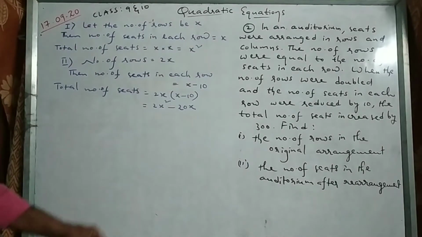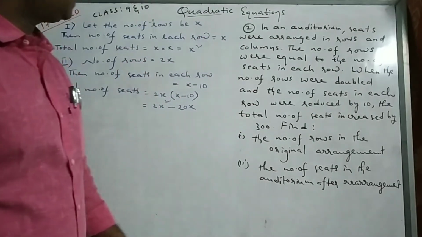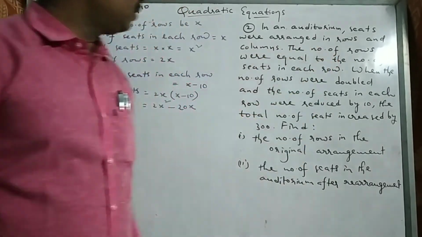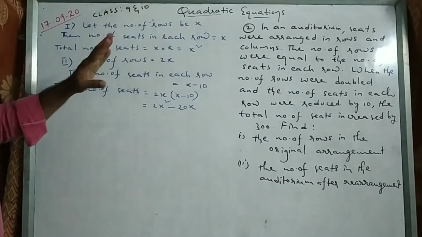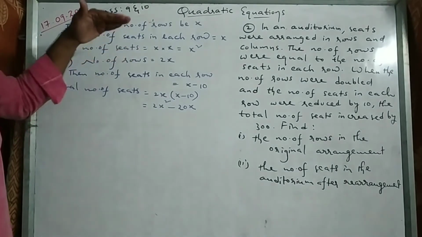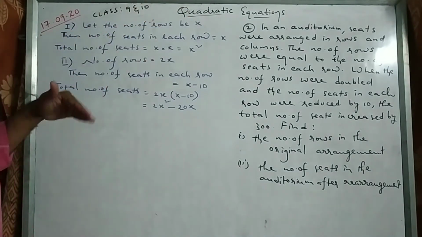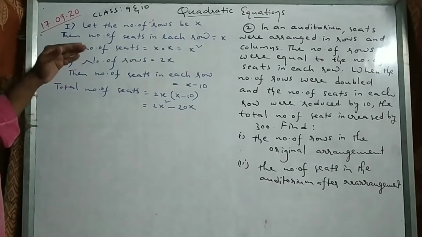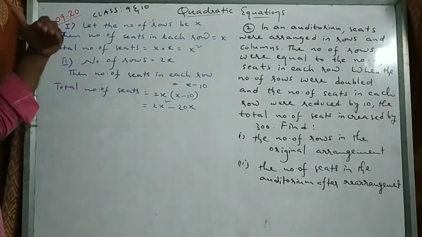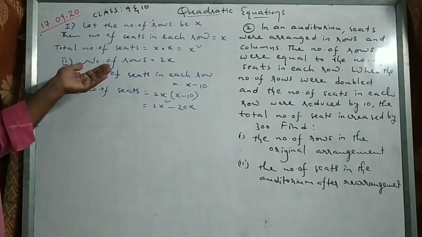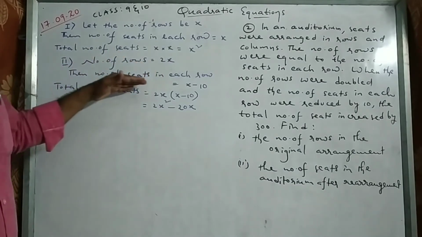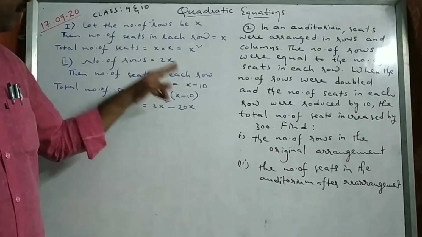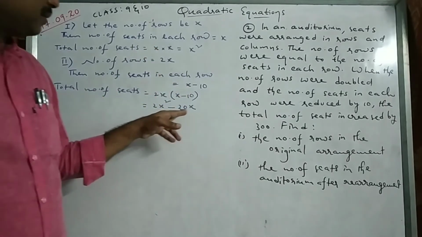Once again, in an auditorium, seats were arranged in rows and columns. First condition: the number of rows were equal to the number of seats. Let the number of rows be x. Then x seats in each row, total number of seats x into x, that is x square. In the second case, rows were doubled, 2x, and seats in each row reduced by 10, means x minus 10. Multiply.